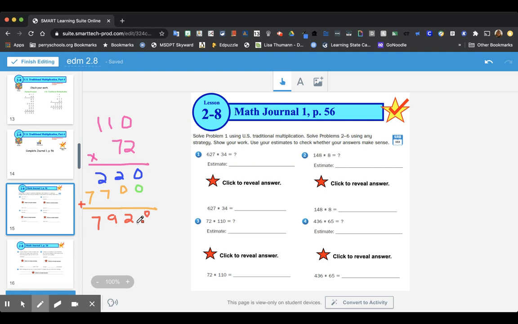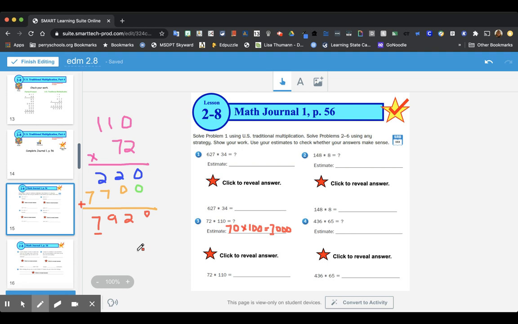I forgot to do something. What did I forget to do? I forgot to estimate. So I'm going to do my estimation here. I'm going to do 70 times 100. That's a good estimate for this because 72 can round down to 70 and 110 can round down to 100, giving me 7,000 as an estimate. I want to keep in mind that I rounded both of these down, so this is going to be smaller. But look, they're both about 7,000.